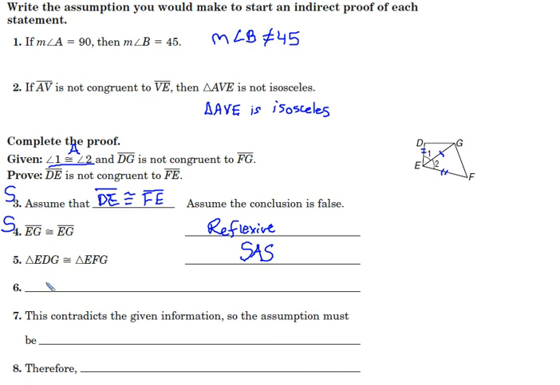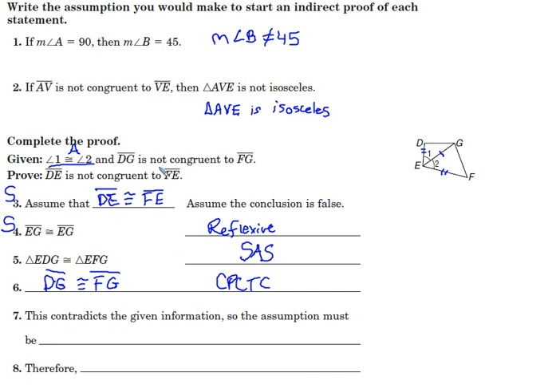Let's now address one of the other sides. DG is congruent to FG. Okay, and those are just two other sides of the triangle, and it is true that congruent parts of congruent triangles are congruent, CPCTC. However, this contradicts the given information.